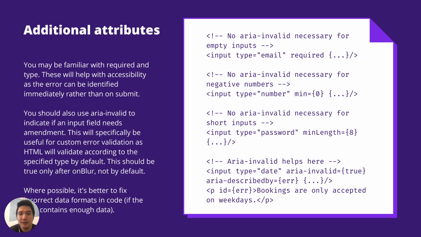So here we'll go through some examples. Here, you don't need to put ARIA invalid for empty attributes or negative numbers if you define that through HTML attributes. Same thing with the minimum length. But it's really useful for anything custom. So here, bookings are only accepted on weekdays. Here we have an ARIA description, ARIA described by, and that links that really well. I think this is a really elegant way to throw an error, show that it's invalid, describe it. I think this is done really well, and you can't really capture anything like this with default HTML attributes.